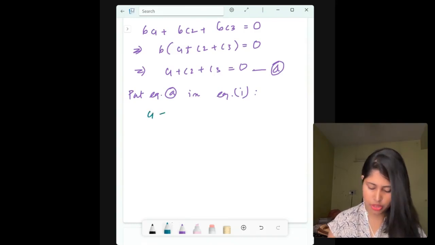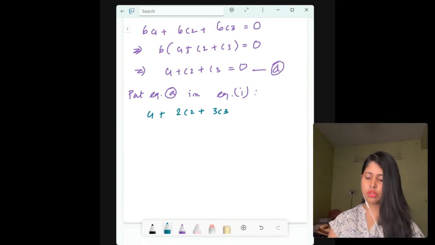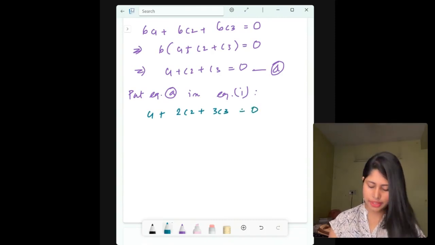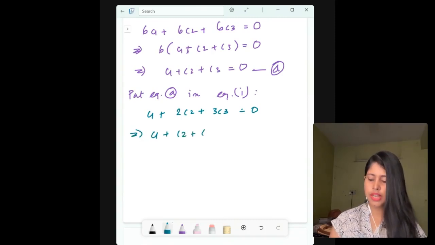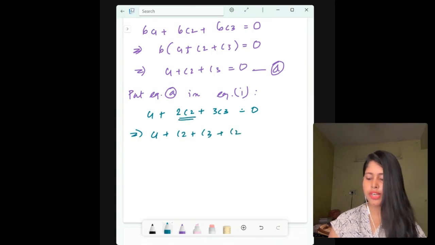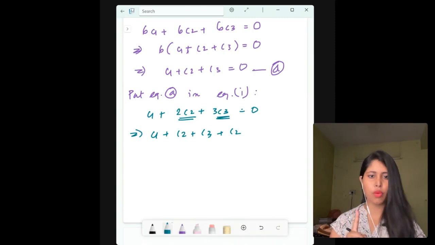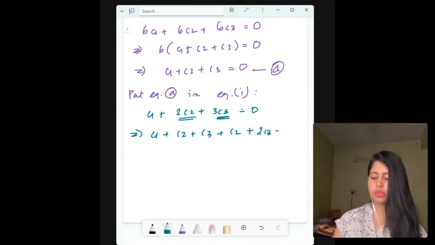C1 plus 2C2 plus 3C3 will be equal to 0, right? And here you can write this as C1 plus C2 plus C3. And what is left again from 2C2? We have again C2, and from C3 we have taken one C3, so we will be remaining with 2C3, which will be equal to 0.